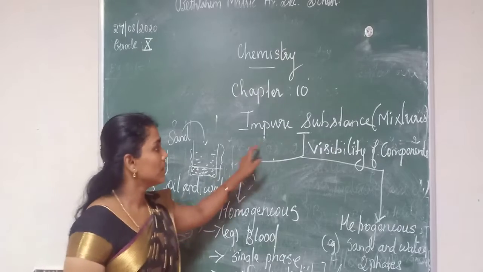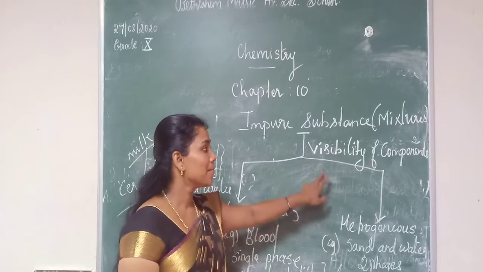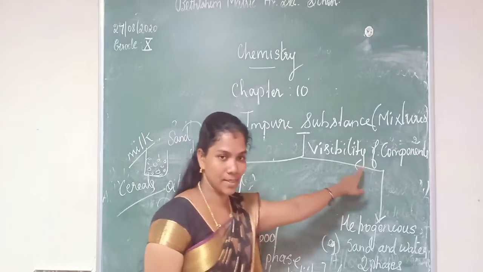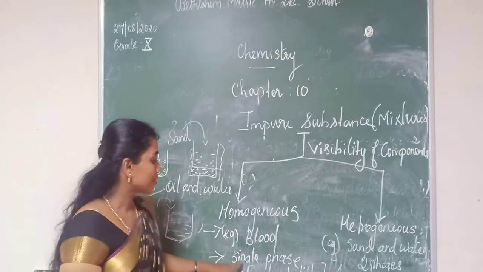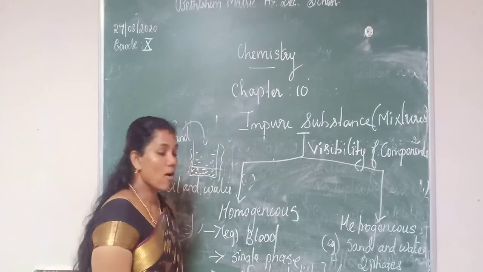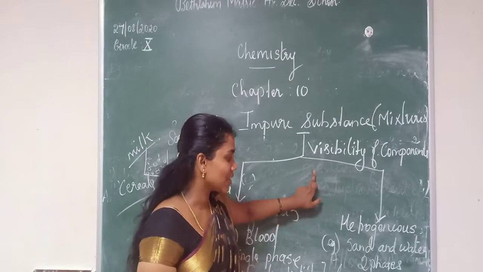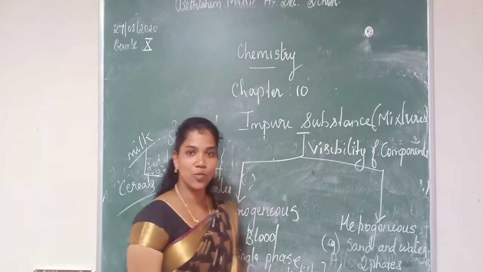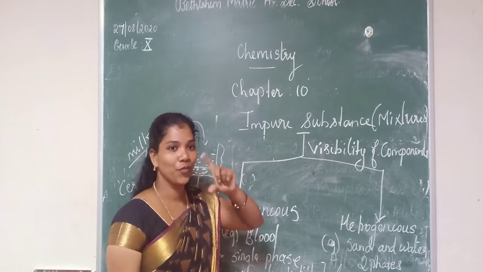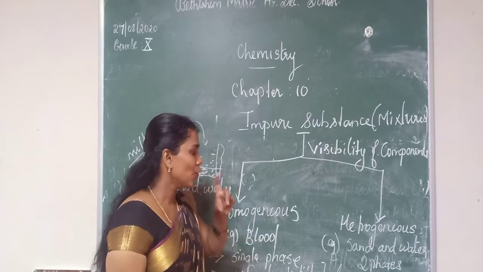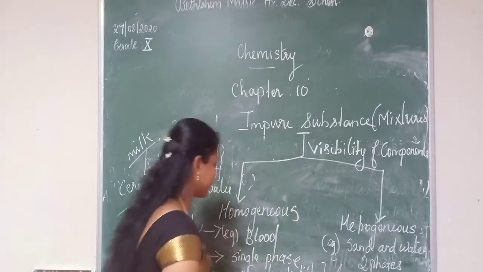Once again, the impure substances are classified into two categories, homo and hetero, based on the visibility of the components. Okay. In a homogeneous mixture, you cannot see the components through the naked eye, and it shows a single phase, and all the components are uniformly distributed. Whereas in a heterogeneous mixture, for example sand and water, oil and water, kerosene and water, etc., they show boundaries, or they show two phases. How many phases will they show? Two phases. So they come under what mixture? Heterogeneous mixtures. Okay.